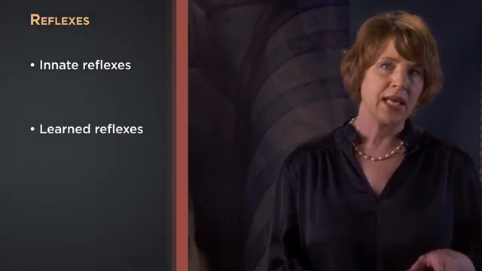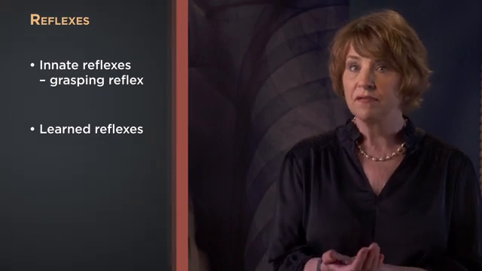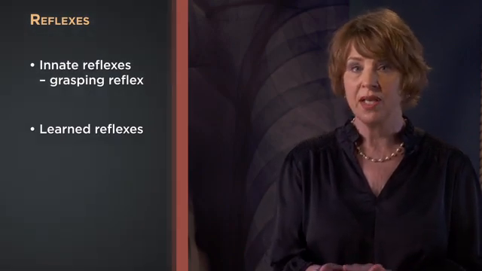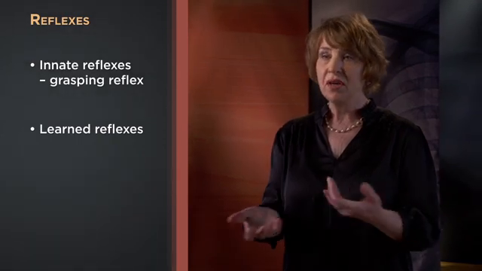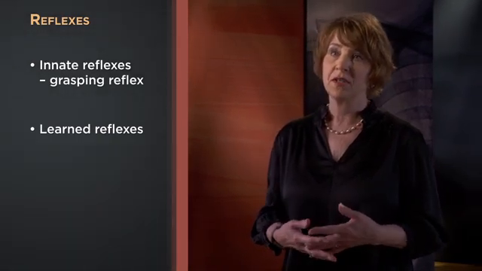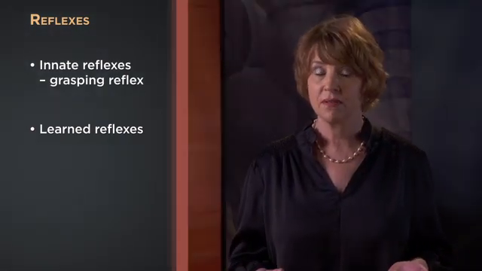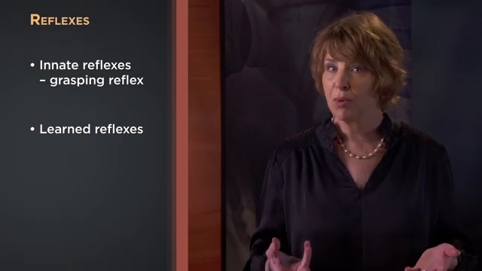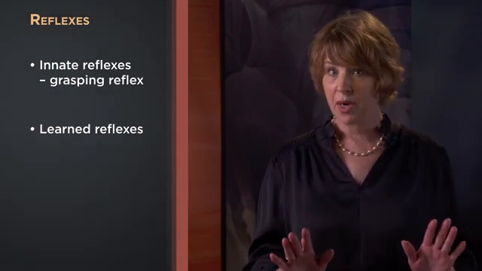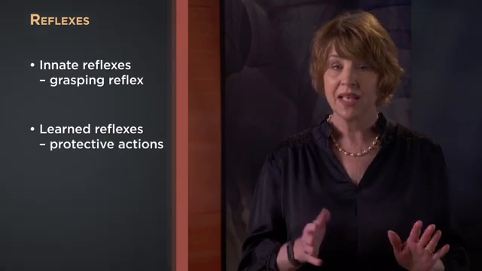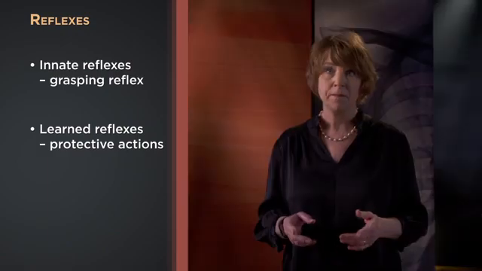An example of an innate reflex is the grasping reflex. If something like a finger is placed in a newborn infant's palm, they will close their fist around it. We share this reflex with most of our fellow primates. Other reflexes are protective actions. For instance, if someone throws a ball and it looks like it's going to hit you in the face, you will reflexively bring up your hands to protect yourself. That's a learned reflex, and as a result, you wouldn't think of doing that to a baby.